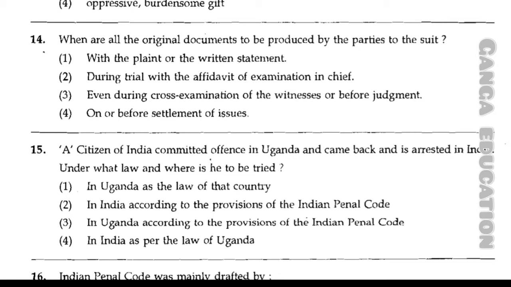Now question number 15. A citizen of India committed offence in Uganda and came back and is arrested in India. Under what law and where is he to be tried? Option number 1, in Uganda as the law of the country. Option number 2, in India according to the provisions of the Indian Penal Code. Option number 3, in Uganda according to the provisions of the Indian Penal Code. Option number 4, in India as per the law of Uganda. And the correct answer is option number 2, in India according to the provisions of the Indian Penal Code.